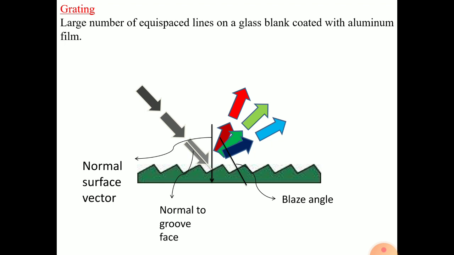The bandwidth produced by these gratings is 0.1 nanometer. They produce monochromatic light very accurately, but it is very difficult to prepare gratings. Even though gratings are highly efficient monochromators, we are not using them. Why? Because they are very costly and the preparation of gratings is very difficult. That's why the most commonly used monochromators are prisms. If they ask what the most commonly used monochromators are, the answer is prisms.